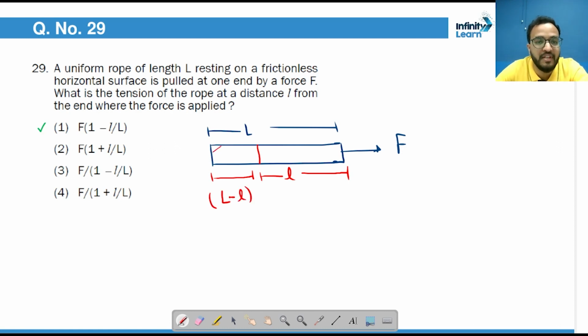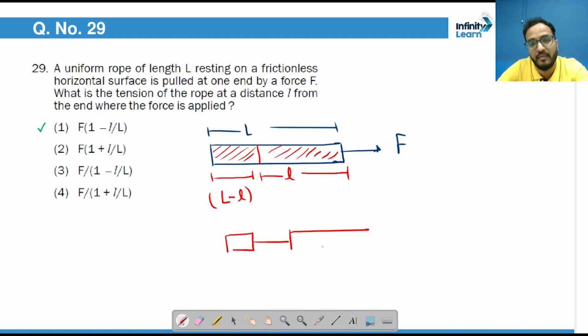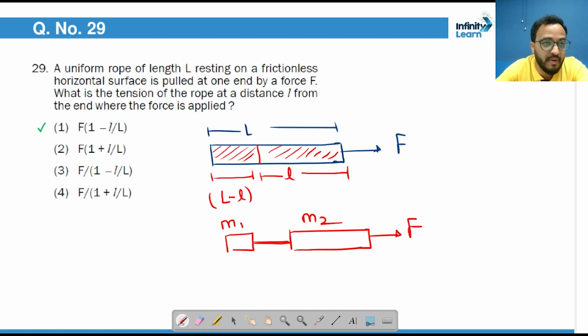Now what we will do is divide this complete rope into two masses. The imaginary rope that I have connected here is massless. So if you are applying force F, this is m1 and this is m2, and automatically they are moving with the same acceleration A. And we need to find out this tension T.